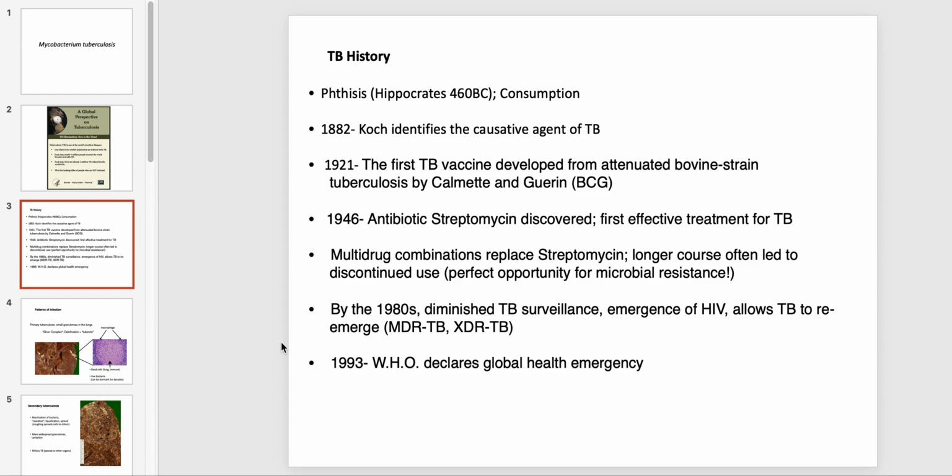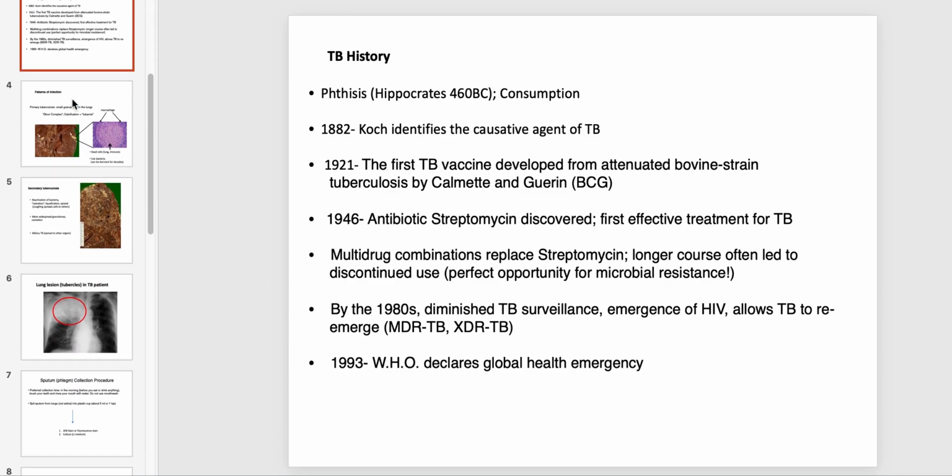Obviously the longer course, in addition to the lack of combination therapy, the length of therapy required often included a lot of discontinued use. People just forget to take their drugs or whatever. And so that provided additional opportunities for the microbes to become resistant. By the 1980s, all of our TB surveillance programs had kind of been shuttered or defunded and all that. And then, of course, with the emergence of HIV, you have this huge population of people with immunodeficiency, which allowed TB to reemerge. And now we have these strains of multi-drug resistant and extensively drug-resistant tuberculosis. By the 90s, it was declared a global health emergency, again, due to our complacency.